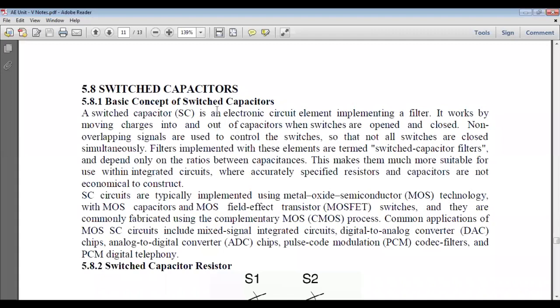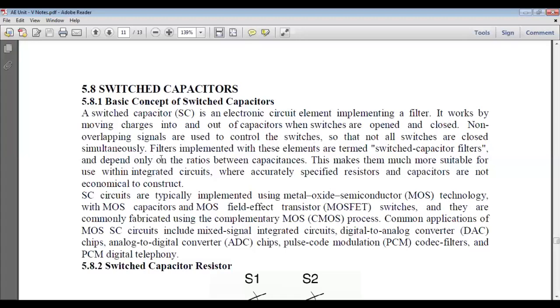Generally, it consists of a combination of capacitor and the switches. And the switches can be used for opening and closing. When the switches are open and closed, charges will be moved into the capacitor and out of the capacitor. We have to remember one thing here. All the switches used here will not be closed simultaneously. So non-overlapping signal will be used to control the switches so that they are not closed simultaneously.